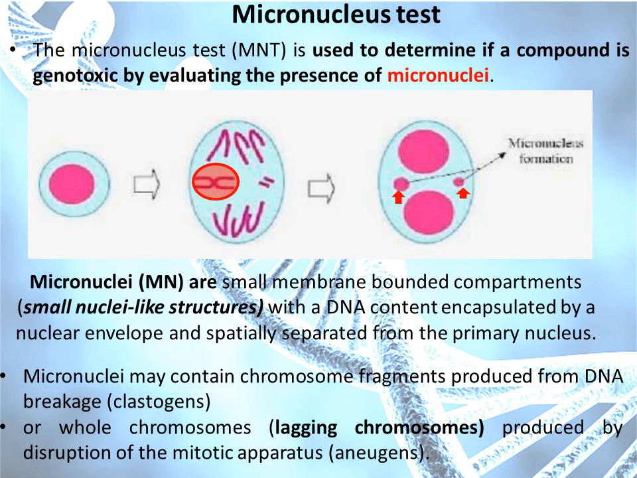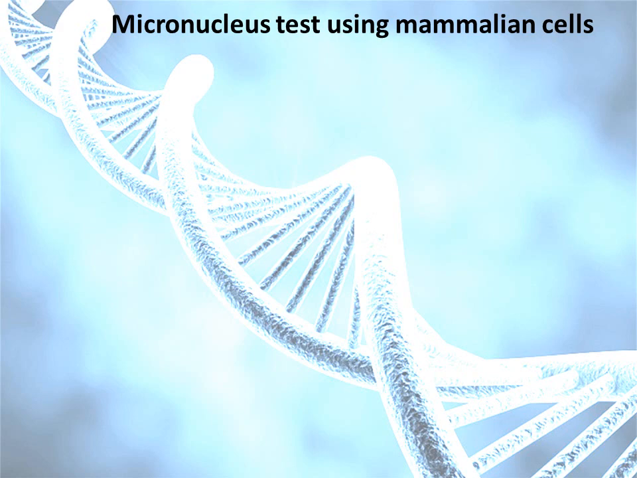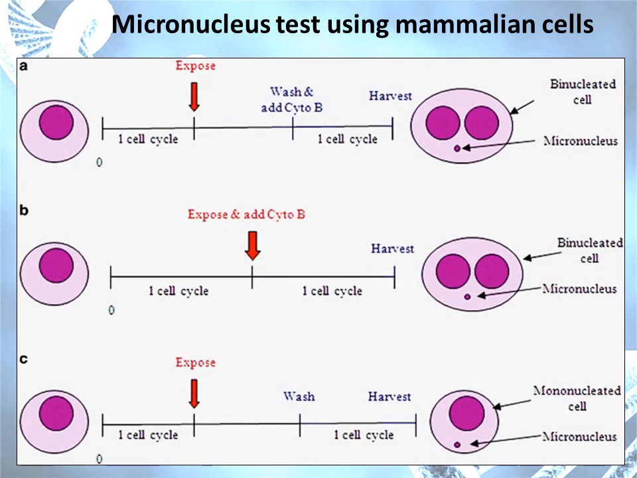Let's see now the micronucleus test used in mammalian cells. This picture summarizes the main steps of the micronucleus test in vitro. Of course, the micronucleus test is carried out using cell culture, as depicted in part A of this figure. Cells here are allowed to divide for one cycle.